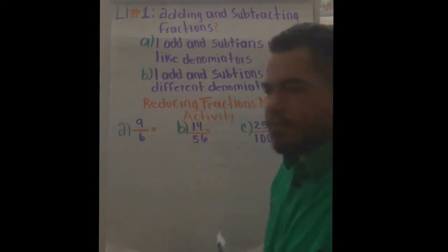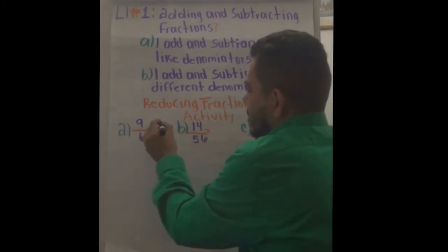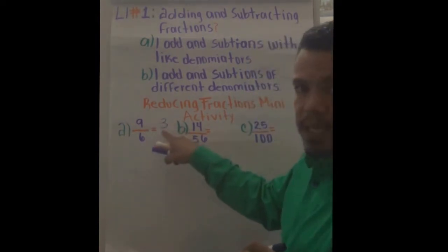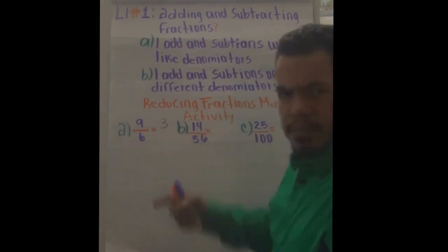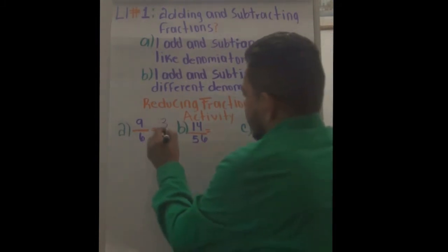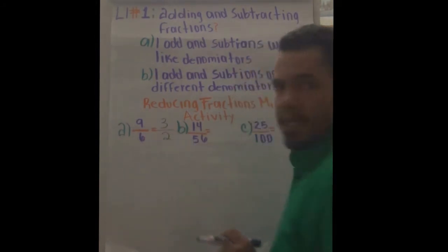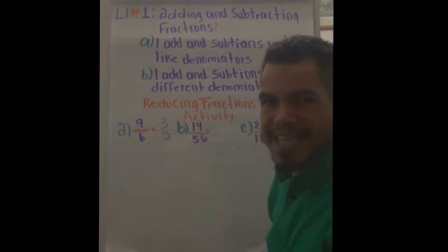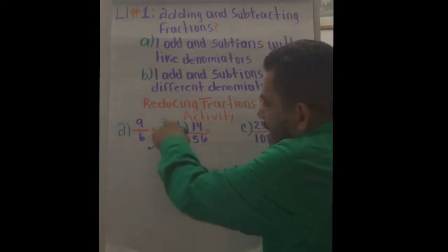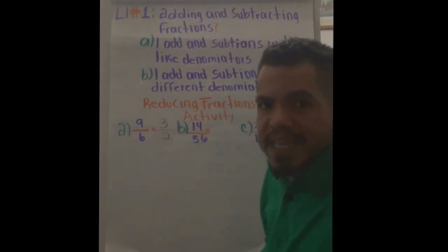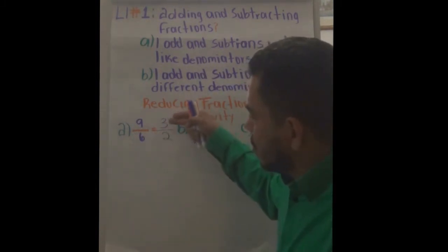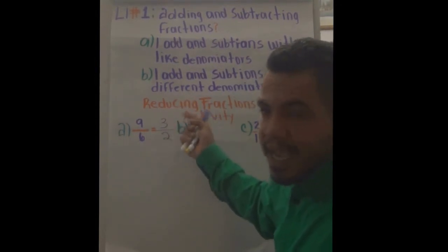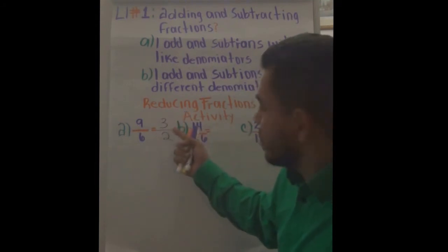Can 9 be divided by 3? Well, 9 divided by 3 is 3. Okay? Now, can 6 be divided by 3? Of course it can. 6 divided by 3 is 2. And now, this is your fraction in simplest form. And why do I say simplest form? Because if I try to reduce this, the lowest number I can divide by is 2. But I cannot divide 3 by 2. So I can divide 3 by 3, but I cannot divide 2 by 3.